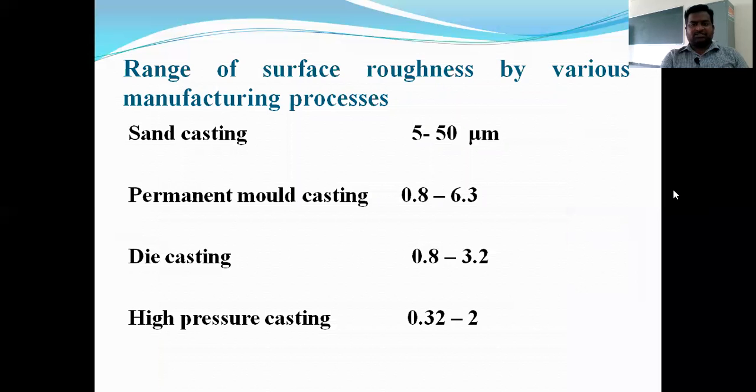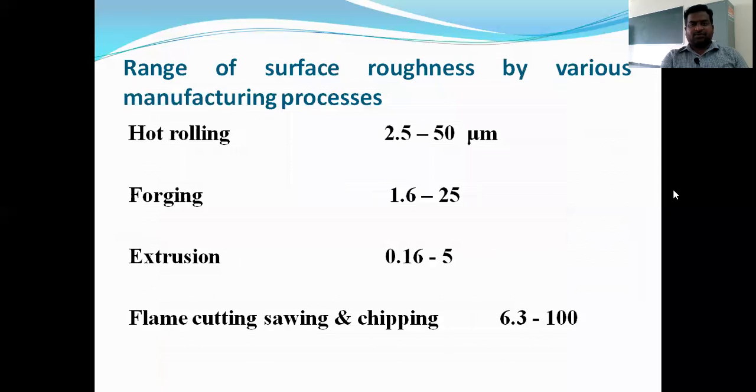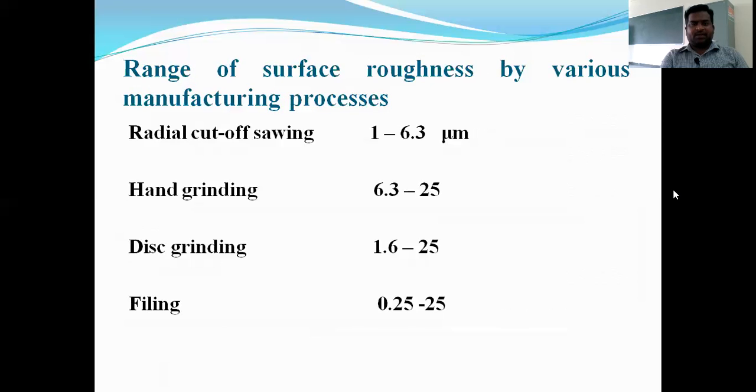Permanent mold casting 0.8 to 6.3. Die casting 0.8 to 3.2. High pressure casting 0.3 to 2. Hot rolling 2.5 to 50 microns. Forging 1.6 to 25. Extrusion 0.16 to 5. Flame cutting, sawing and shaping 6.3 to 100. Right? Radial cut-off sawing 1 to 6.3 and hand grinding 6.3 to 25.